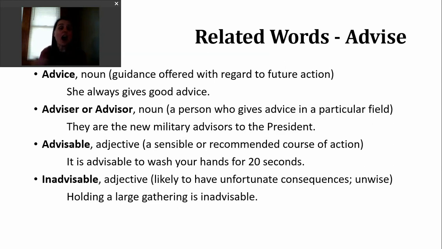Okay? The opposite here, holding a large gathering, is inadvisable. It is not wise for us to be around a lot of people right now. There might be unfortunate consequences in that we make others sick or we get sick if we are attending a large gathering with a large group of people.